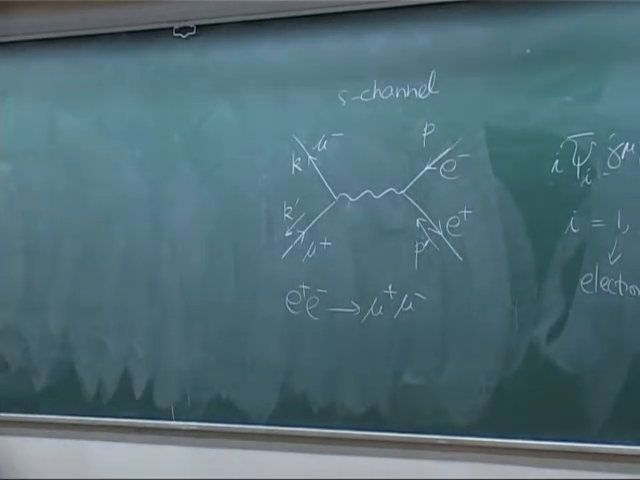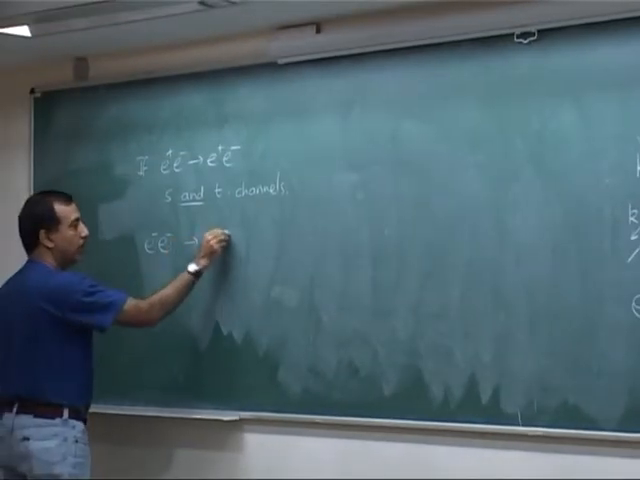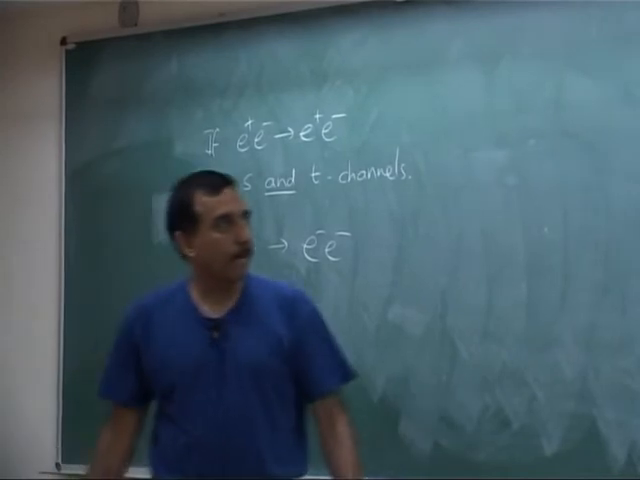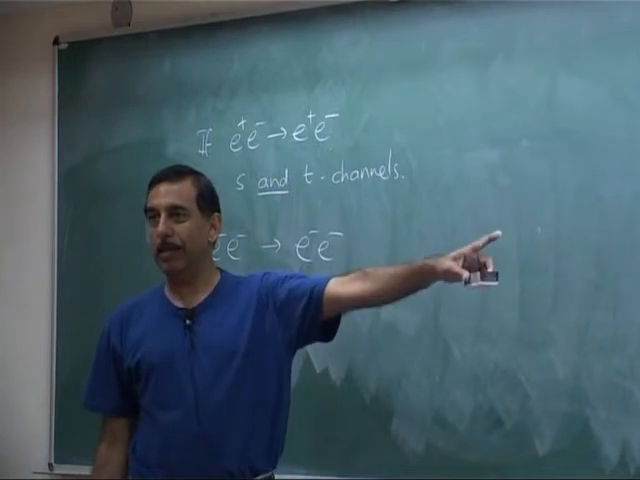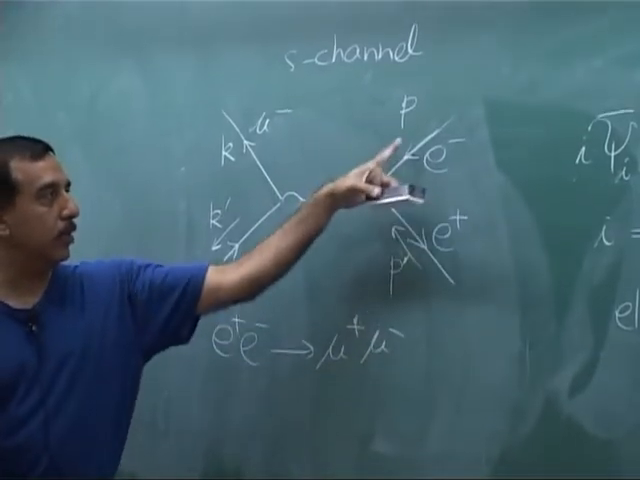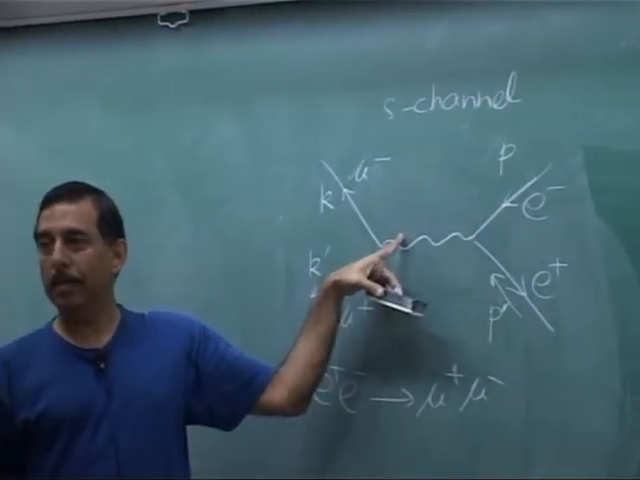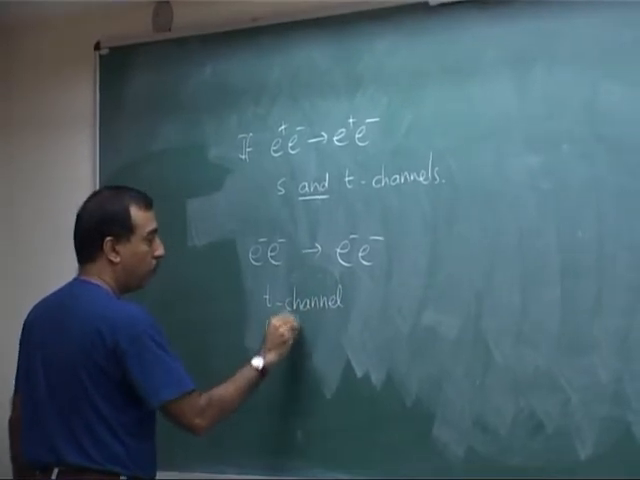So, let's write that. If e plus e minus went to e plus e minus, then S and T channels. What about if e minus e minus went to e minus e minus? There would be T channel, but no S channel. You can see that because e minus e minus means both charge arrows are inwards, so they can't meet here and annihilate. So no S channel. So there's T channel, and what else? U channel. So T and U.